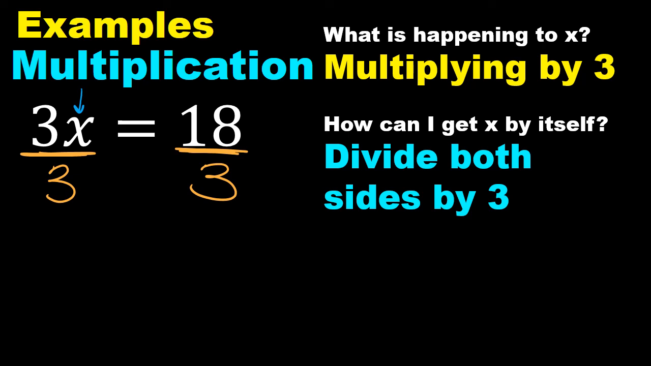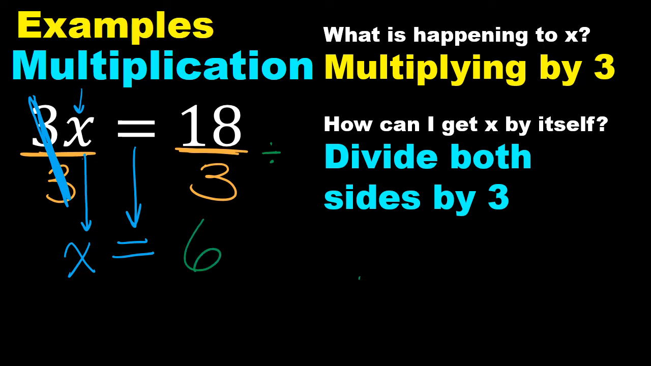Here's what this is going to do. The 3's are going to cancel out. 3 divided by 3 is 1, so I don't have to write that anywhere. I'm going to bring down my variable, which is x, and bring down my equal sign. Then I'm going to do 18 divided by, it's the fraction bar, remember it means division, 18 divided by 3, which gives me 6. So I can write this as x equals 6.